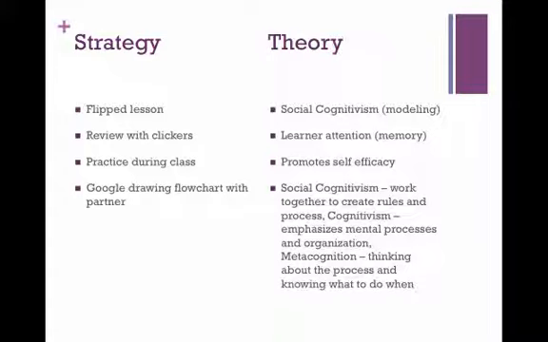That lends itself to social cognitivism, because the students will be working together to create the rules in the process. Also cognitivism, because it emphasizes the mental process and organization of their flowchart. And metacognition, because students really have to think about the process and decide, okay, now I'm doing ionic, so I have to use these rules. Now I'm doing covalent, so I have to use these rules. And they have to differentiate between them.